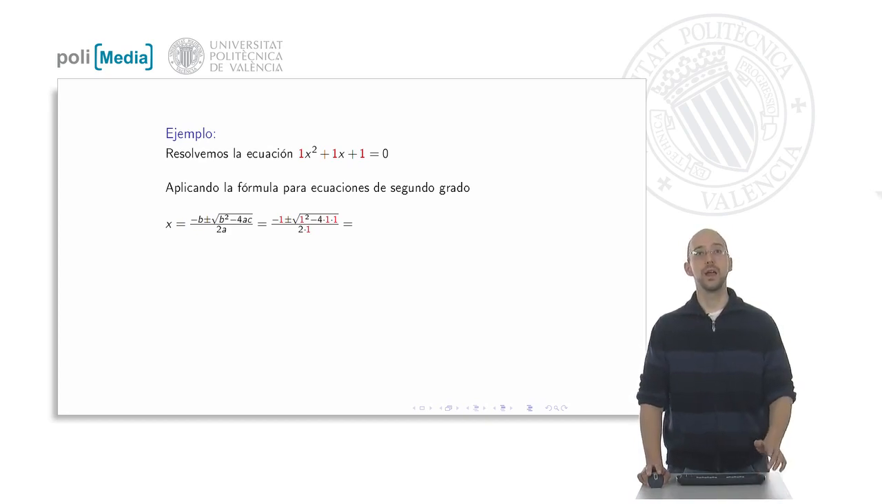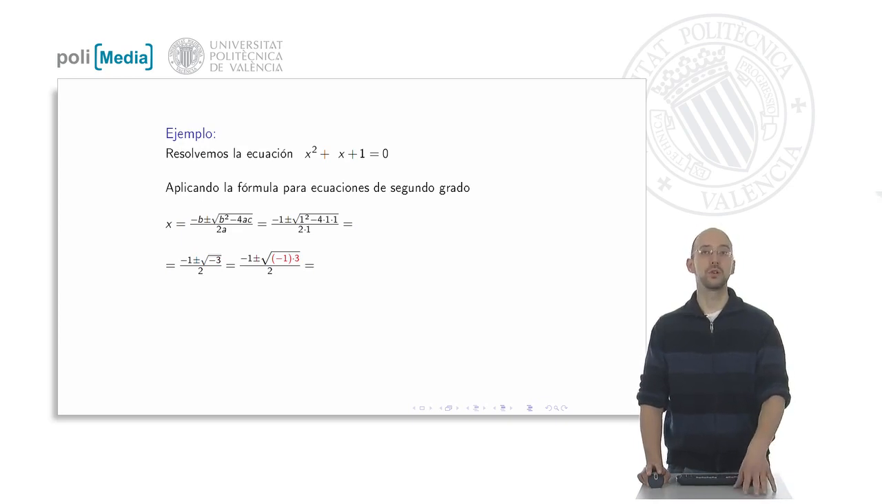Notice that I've marked on the transparency who a, b, and c would be in the equation. a would be the coefficient of x squared, b would be the coefficient of x, and c would simply be 1. Well, by substituting them in the formula, we get the value minus 1 plus minus the root of minus 3, divided by 2. Notice now that minus 3 can be decomposed as minus 1 and 3, multiplying them.